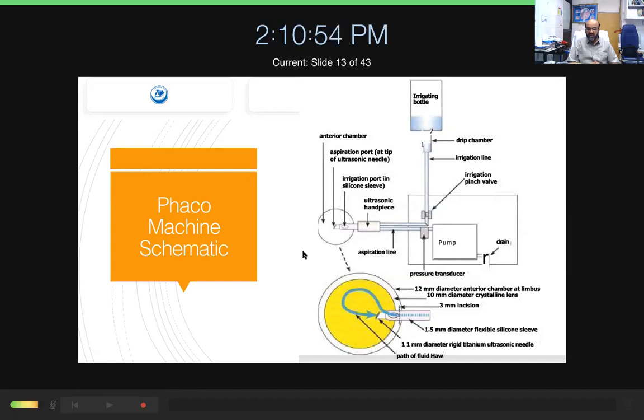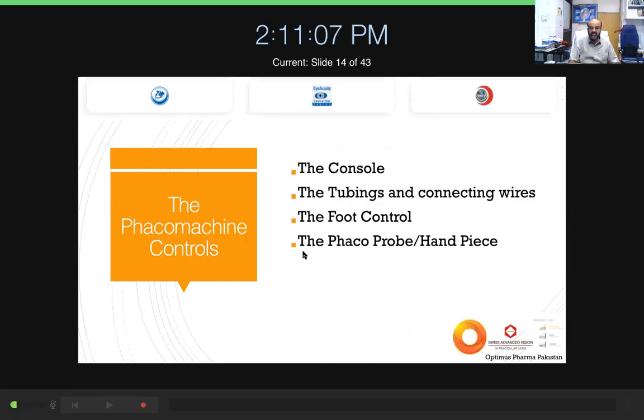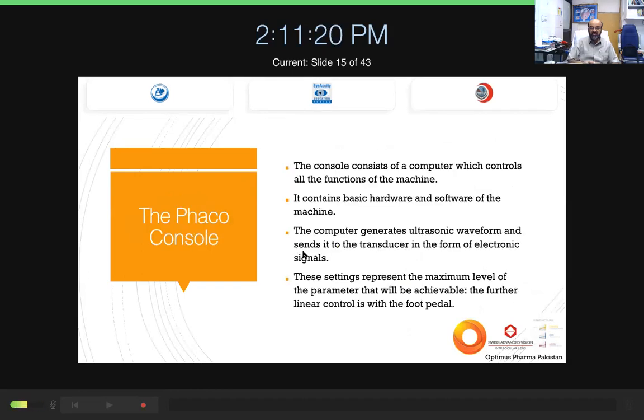You see, the fluid coming into the anterior chamber and coming out of the anterior chamber is controlled by the Phaco machine itself. The Phaco machine consists of the console, the tubings and connection wires, the foot control, and the Phaco probe or the handpiece. So these are the four basic ingredients by which the Phaco emulsification process is controlled.